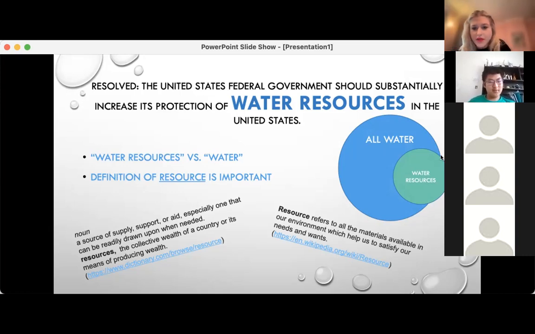And I also put the circle outside of the circle of all water because, as you will see when we get to the next slide, water resources sometimes border, like they have part to do with water and part to do with land. So there could be water resources that interact with the water, but they're not all encompassed within the water.